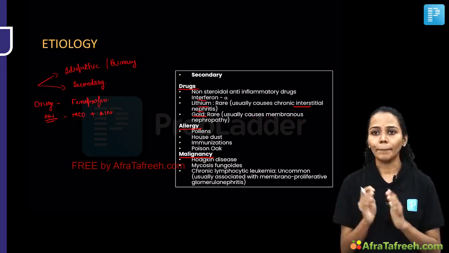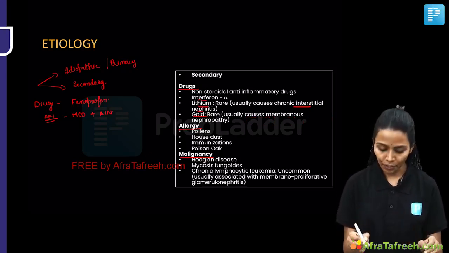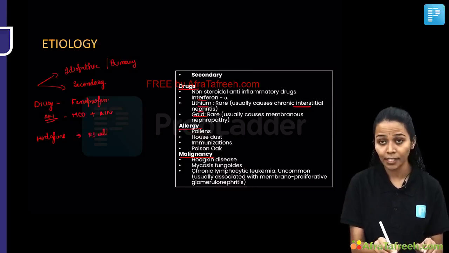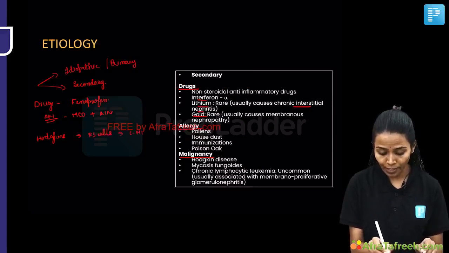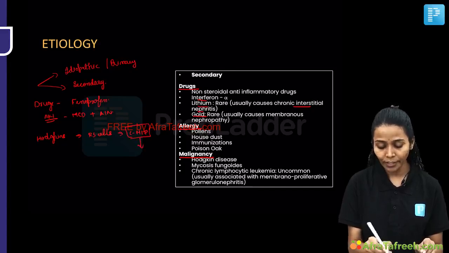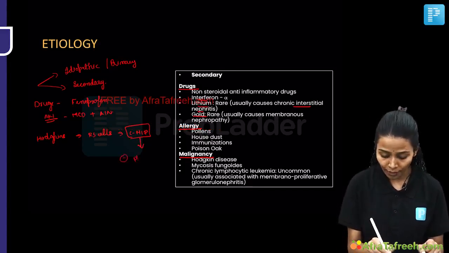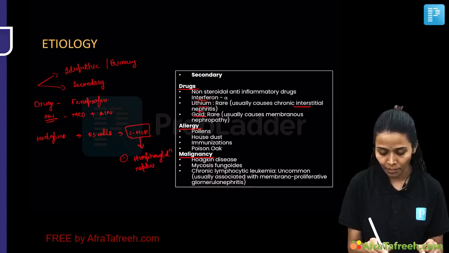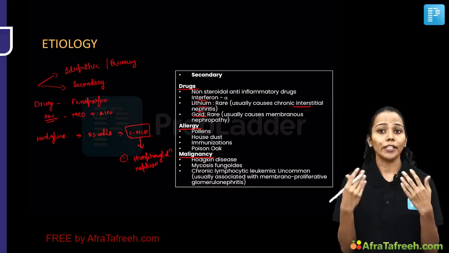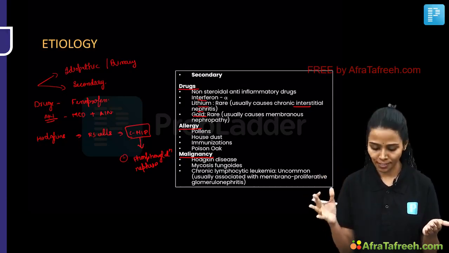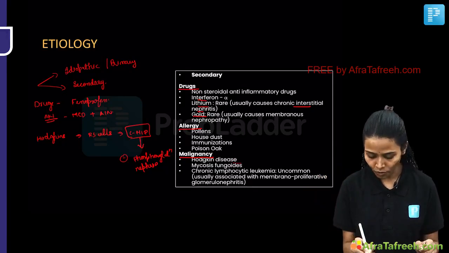Next is malignancy. It is important to remember one disease, that is Hodgkin's. We know that Hodgkin's has the RS cell, the Reed-Sternberg cell. This produces a protein called CMIP. This protein attaches itself to the podocyte and inhibits phosphorylation of nephrin. Once phosphorylation of nephrin is inhibited, the podocyte becomes unstable, gets effaced, and there is minimal change disease. So this is what happens in Hodgkin's disease.